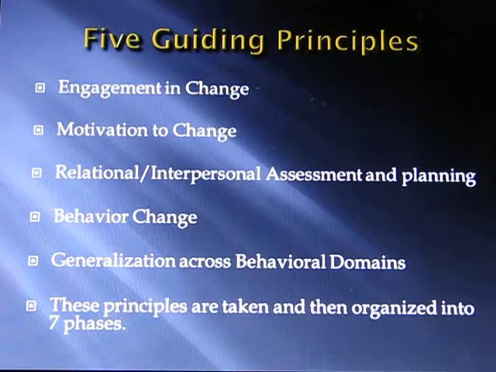So there are 5 guiding principles to family functional therapy. You can see them listed there, but we have engagement and change, motivation to change, relational interpersonal assessment and planning, behavior change, and generalization across the behavioral domains. So then these 5 guiding principles are taken and then they're integrated into phases, and they actually have created 7 phases.